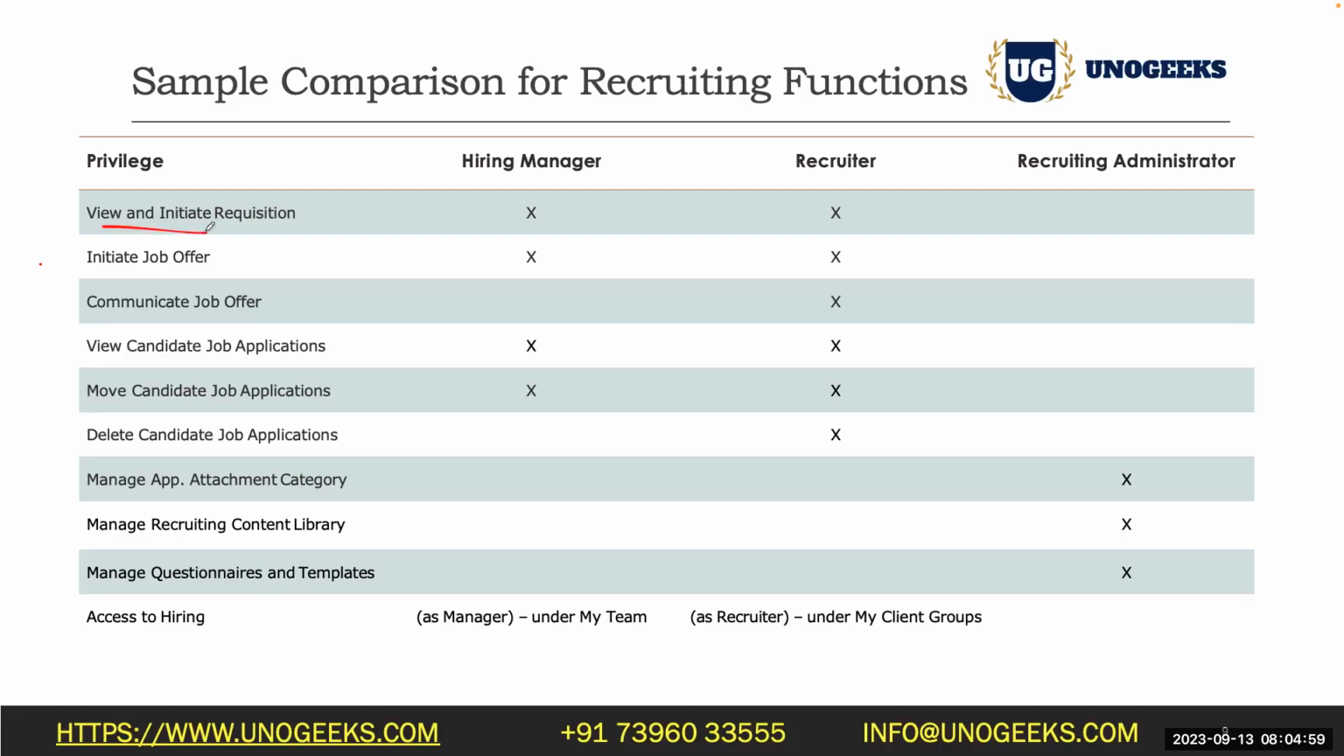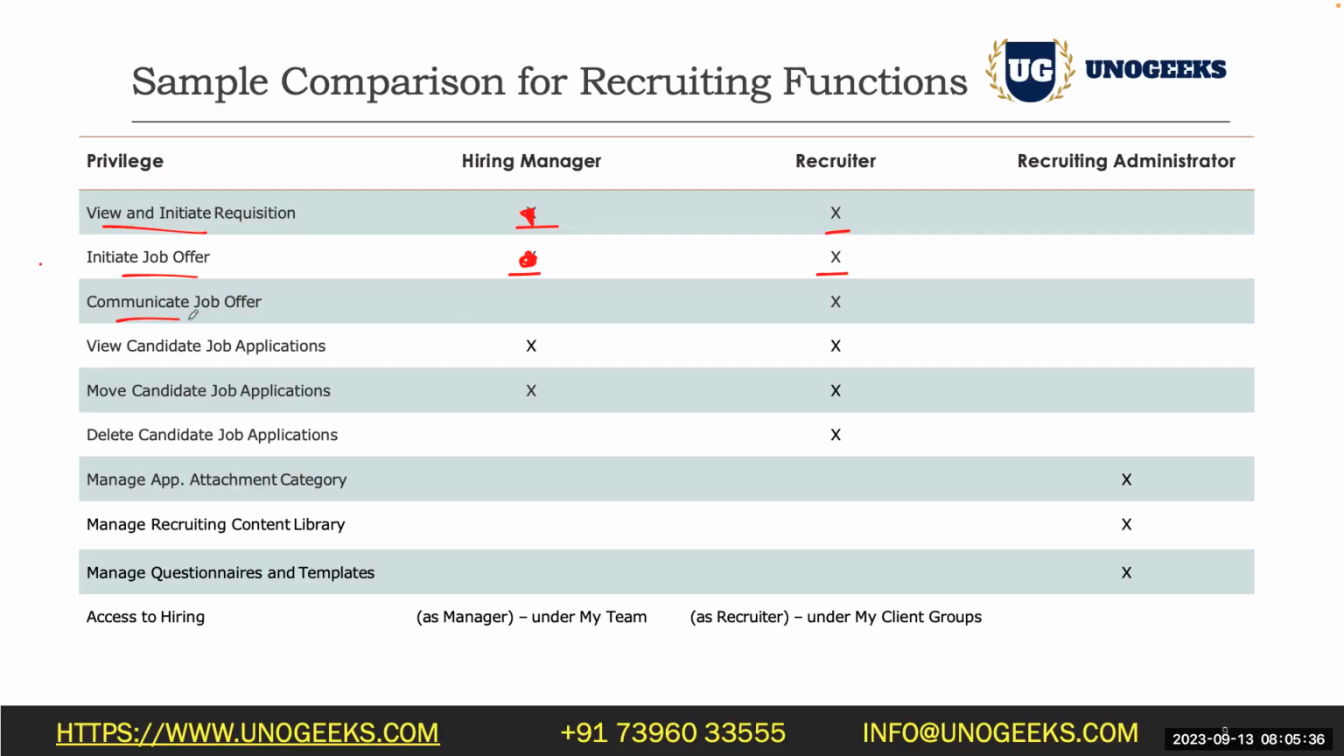So we have something called view and initiate requisition. This can be done by both the hiring manager and the recruiter. Okay. And then initiate job offer. Both hiring manager and the recruiter can perform it. Let's say the customer says, Ravi, we don't want the hiring manager to initiate the job offers. It has to be only with the recruiter. Then we will just remove this privilege from the hiring manager. And if the customer says, Ravi, we don't want the hiring manager to initiate requisitions, then we just remove the privilege from the hiring manager role.